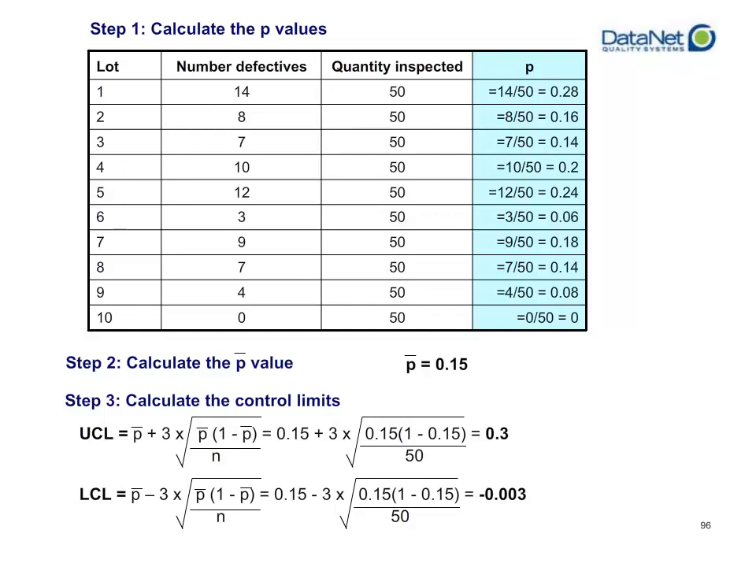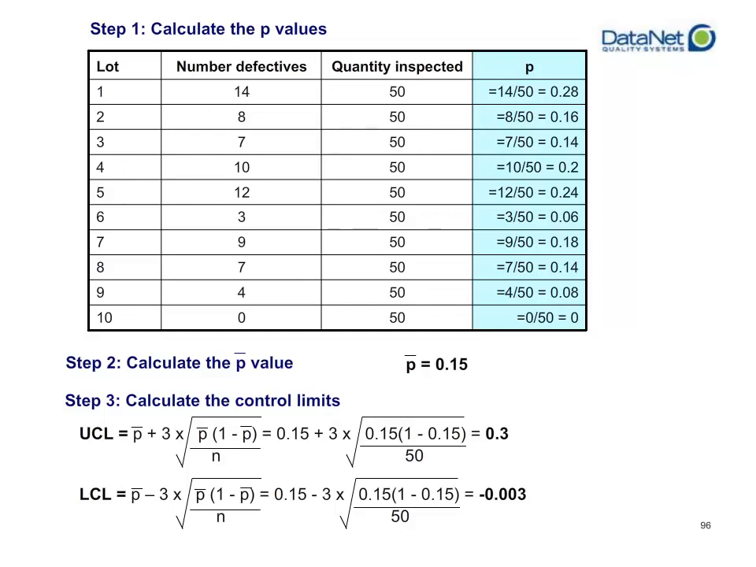Step two, we need to calculate the average percentage defective. That's the p-bar value. So you take all of your p-values that you calculated in step one, add them together, divide them by your lot size, and you get a p-bar value. In this case, that's about 15%. That's your grand average of all of your p or percentage values.